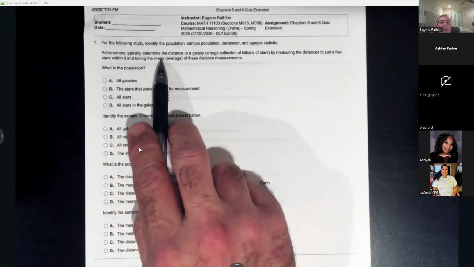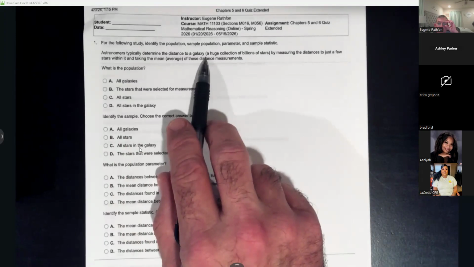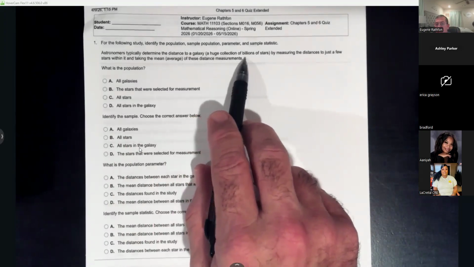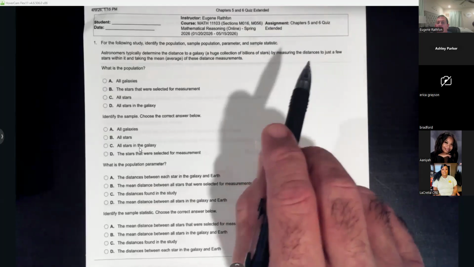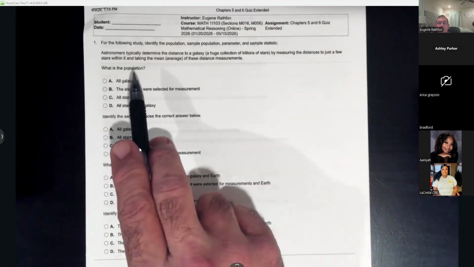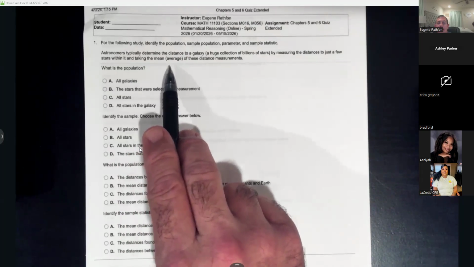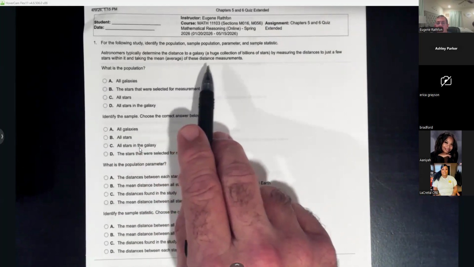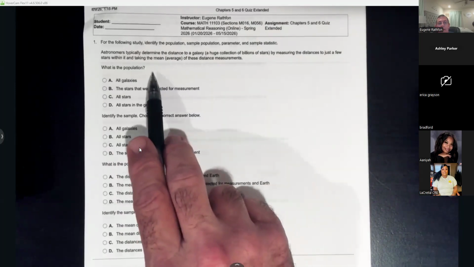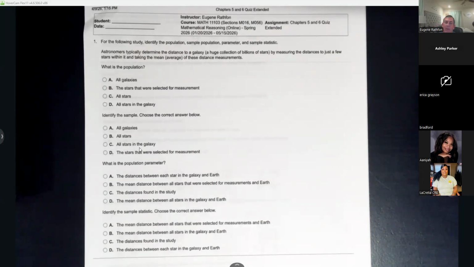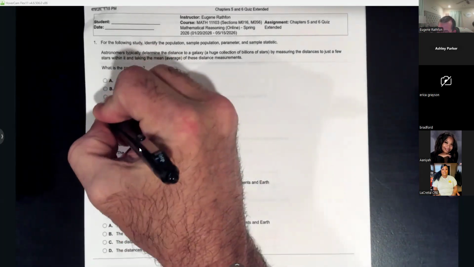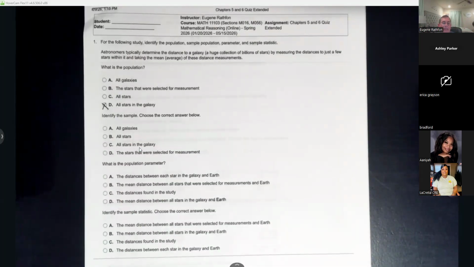So astronomers typically determine the distance to a galaxy, which is a huge collection of billions of stars, by measuring the distances to just a few stars within it and taking the mean, which is the average of these distance measurements. So they want to know what the population is. Well, y'all, the population is going to be all stars in the galaxy. Okay, because that's what we're choosing to do the distances to. So that would be all stars in the galaxy.